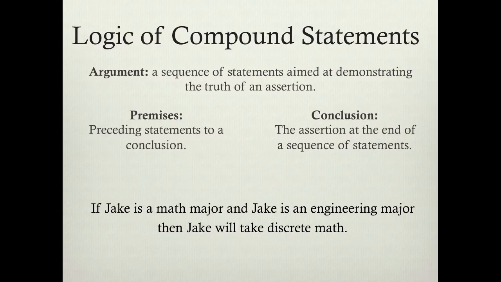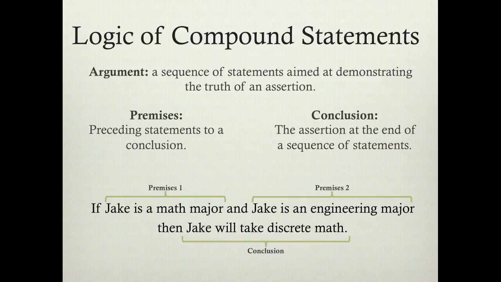There's actually something very unique about this argument, and that is there's actually two premises. Premise one, Jake is a math major, and two, Jake is an engineering major. We can use this to find the conclusion, which is Jake will take discrete math. Now you might say this is a whole lot to write, and we're math majors. We can find a better way to do this.